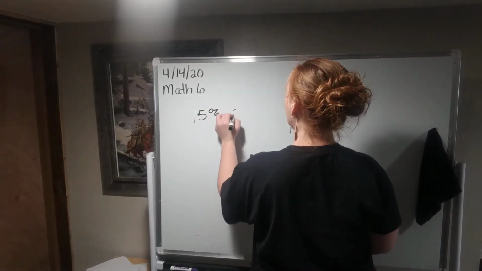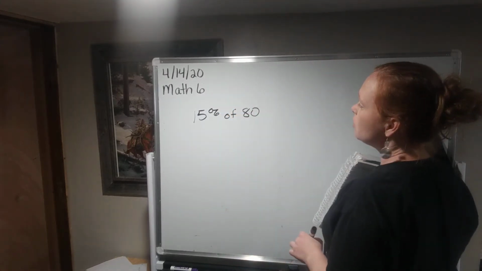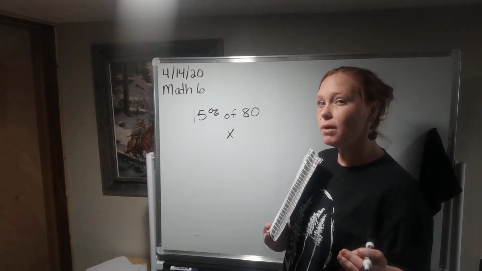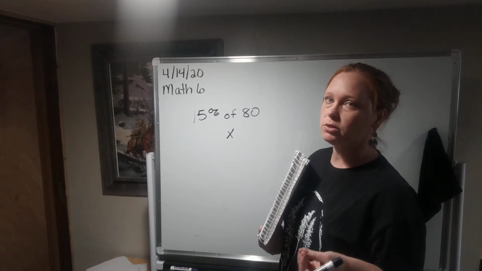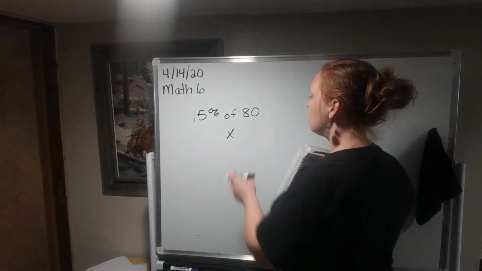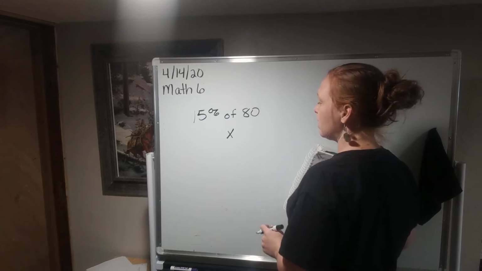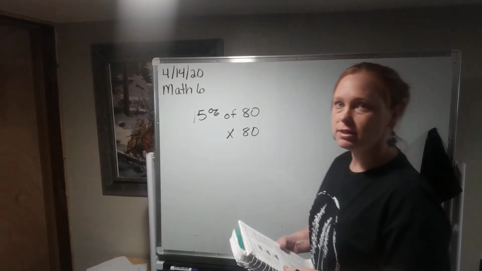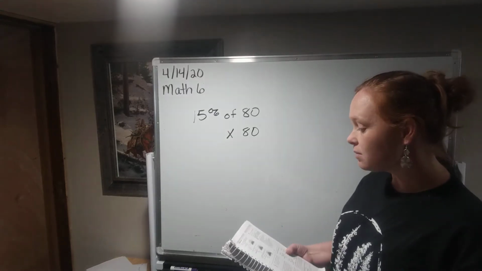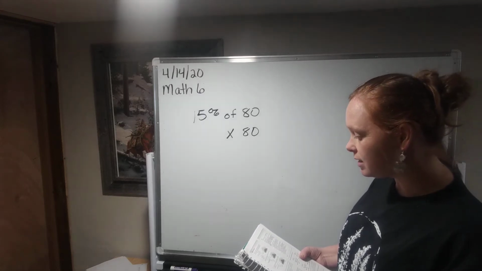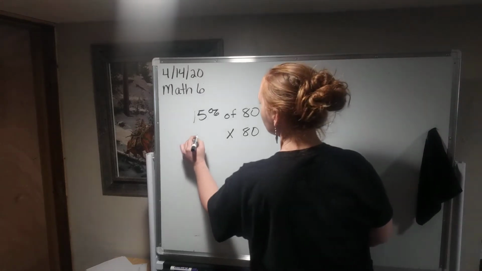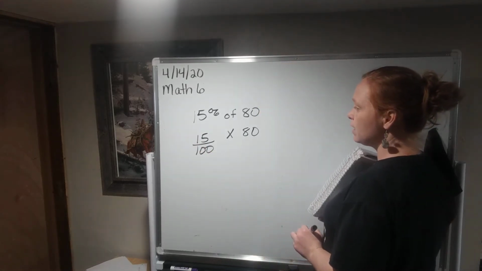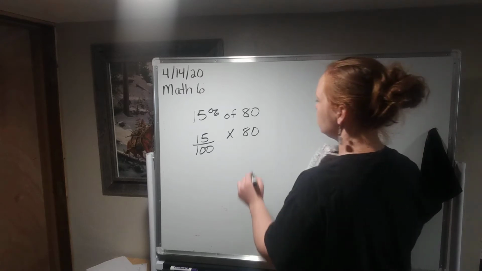15% of 80. Okay? So in this case, of is going to represent multiplication most times. Not always, but most of the time, of is going to represent multiplication in math. So we're going to change the of to a multiplication sign. I'm going to bring down my 80, and then my 15%, I'm actually going to change that to a decimal or a fraction to be able to use it. And in this case, we're going to change it to a fraction. If you remember, we're going to put it over 100. Okay, so 15 over 100 changes it into a fraction.